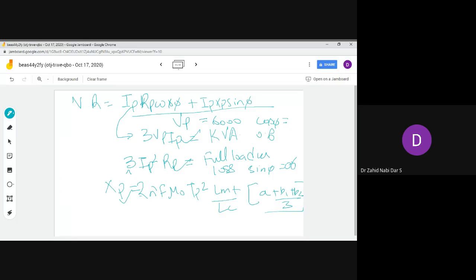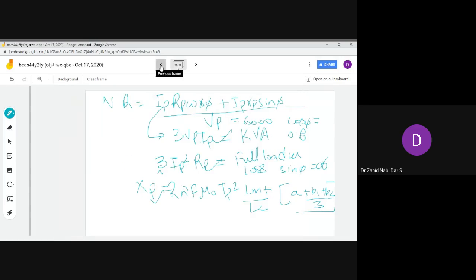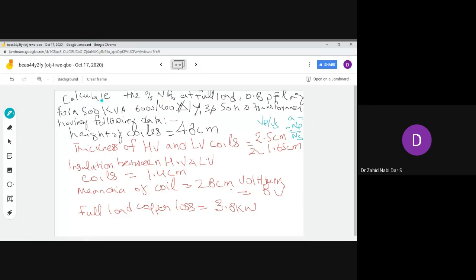I'll be waiting, because for those of you who joined late, please read this. Calculate the percentage voltage regulation at full load, 0.8 power factor lag, for a 500 kVA, 6,000/4,000 delta-star three-phase transformer. One thing to note is that a delta-star connected transformer is there. So the primary side has a delta, the secondary side has a star. Here this arrangement is not affecting our final calculation, but sometimes it can.